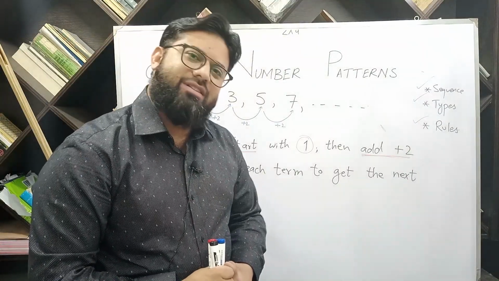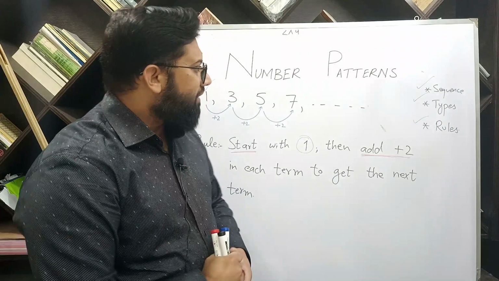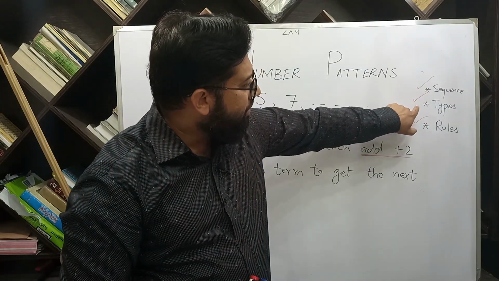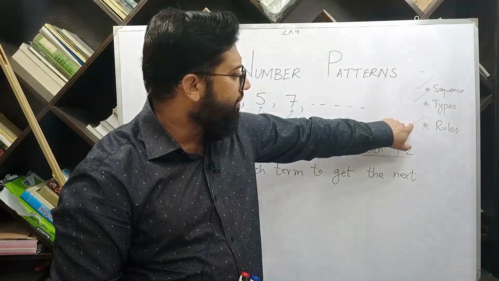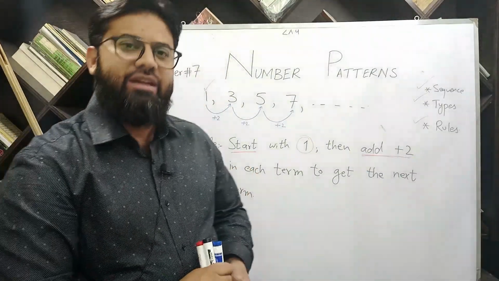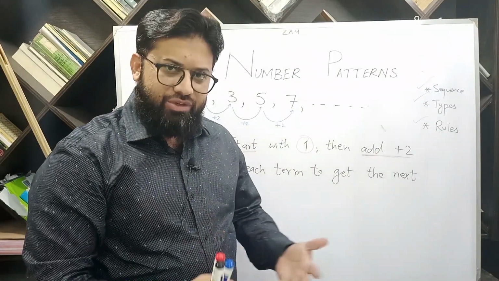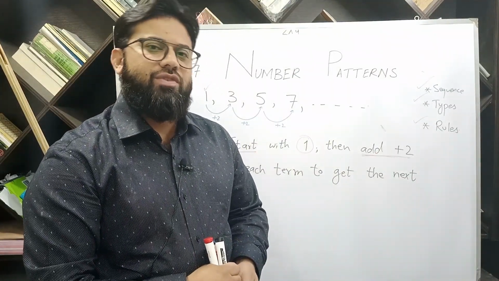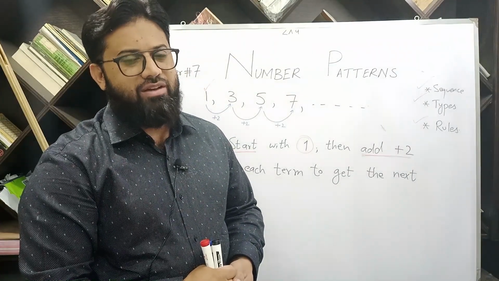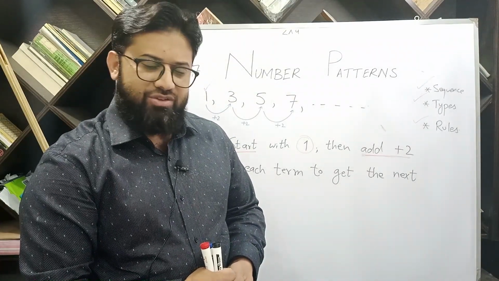That was all about this first video. We have done 3 points: what sequences are, what their different types are, and how we write down the rules. That was all about this introductory video. In our next video, we will see different questions from exercise 7a, with basic, intermediate and advanced level questions. Thank you so much for watching.